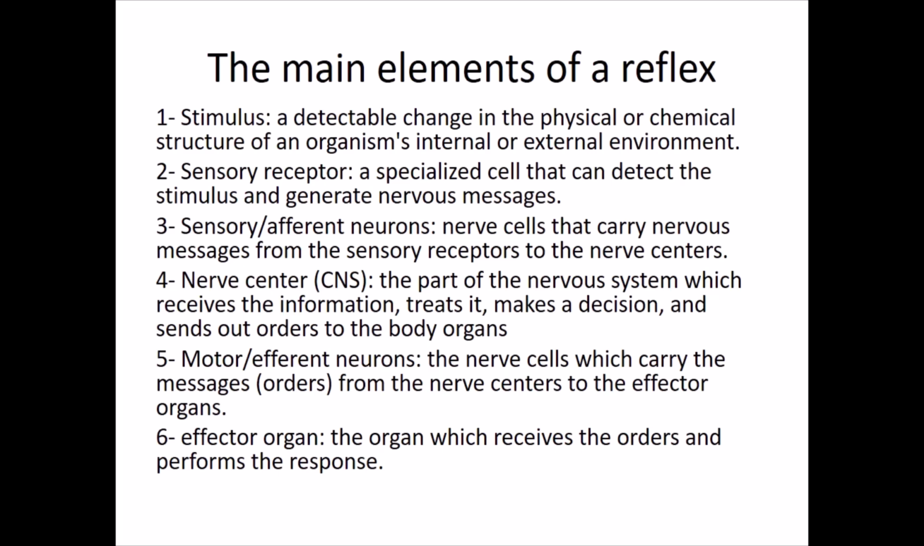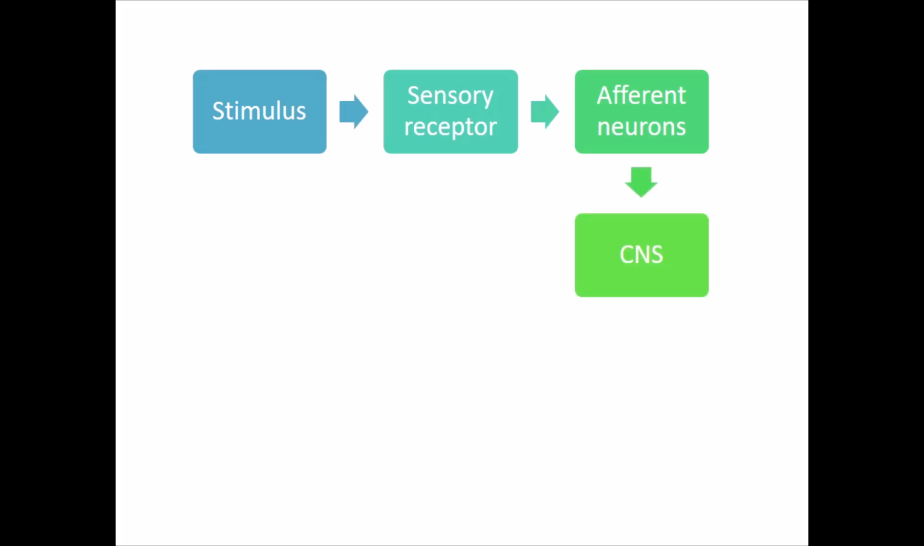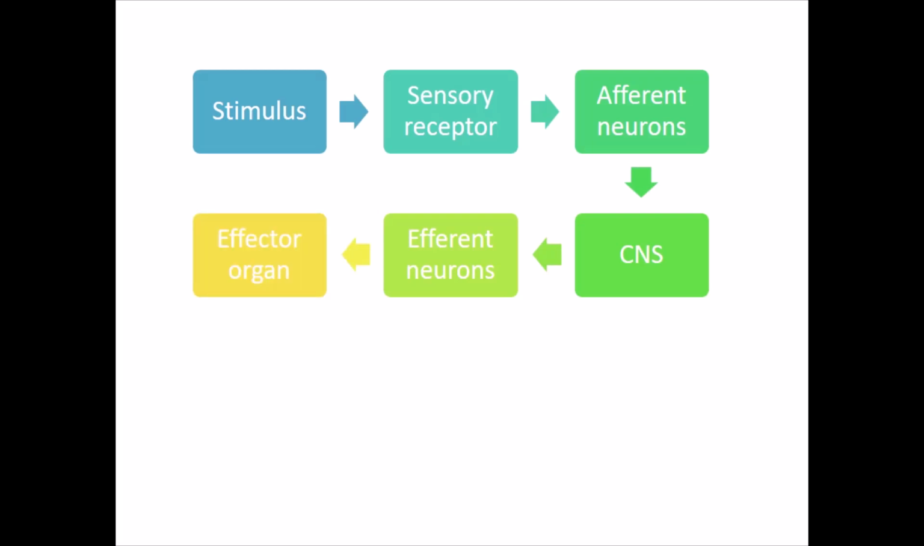And to make it easier, you can go ahead and look at this diagram here. First of all, the stimulus. It is detected by the sensory receptor, which sends messages through afferent or sensory neurons towards the CNS or the nerve centers, meaning the spinal cord or the brain. Then from there it goes out through efferent neurons or motor neurons to reach the effector organ, which finally performs the response.